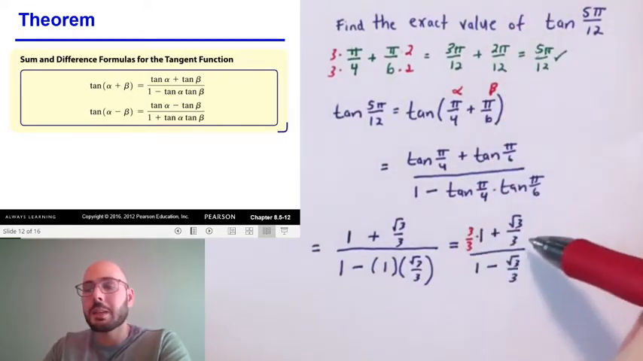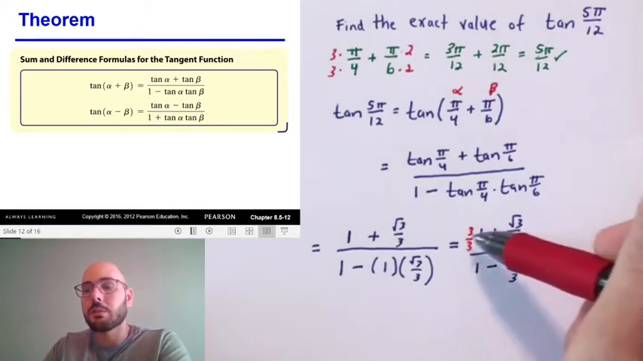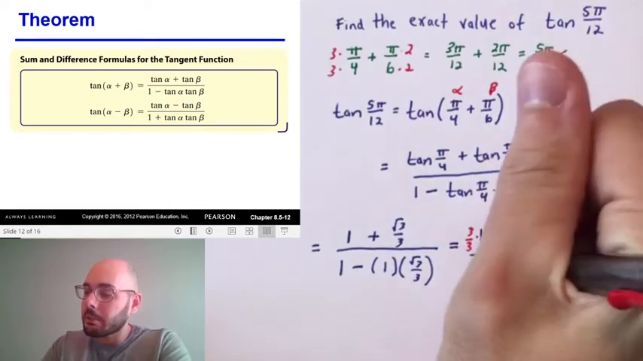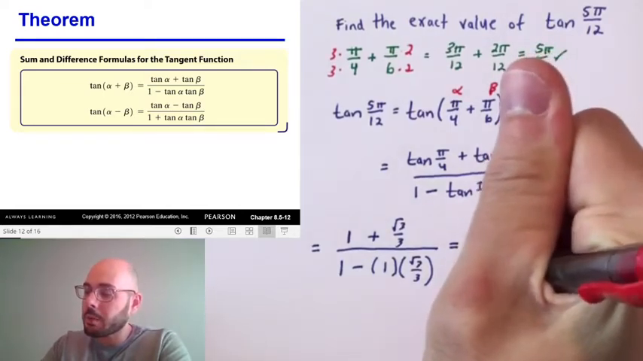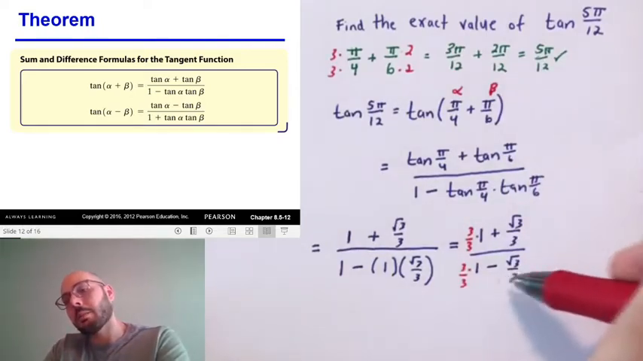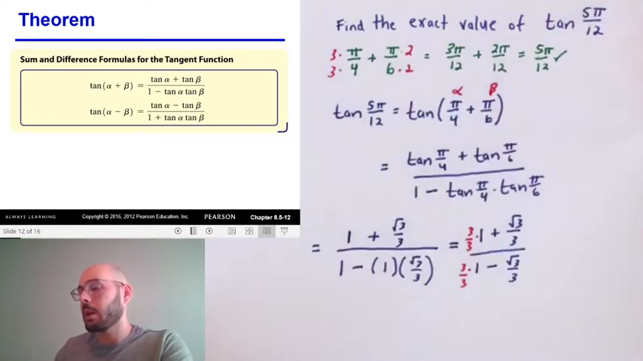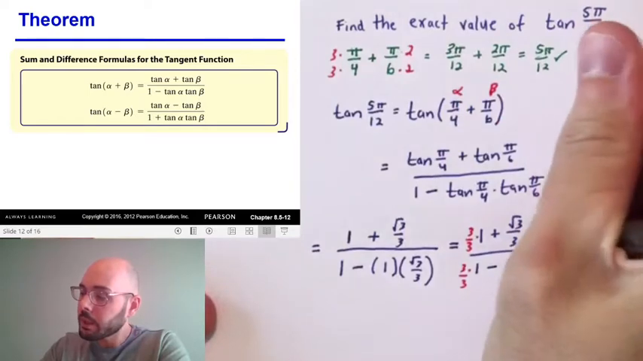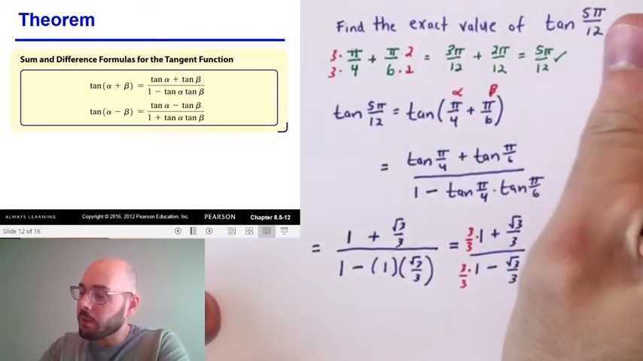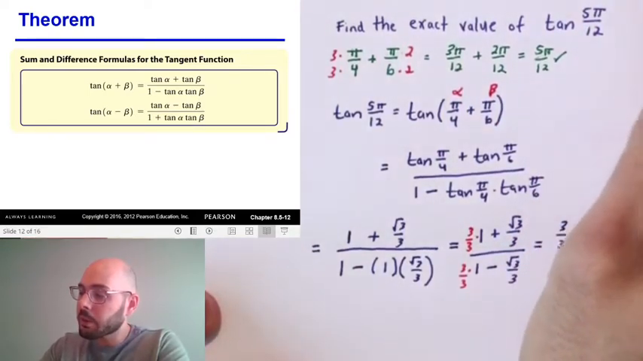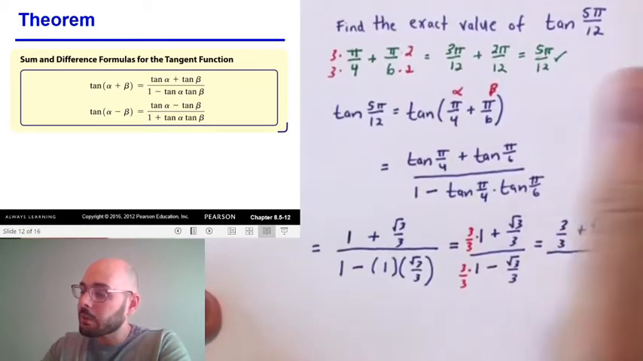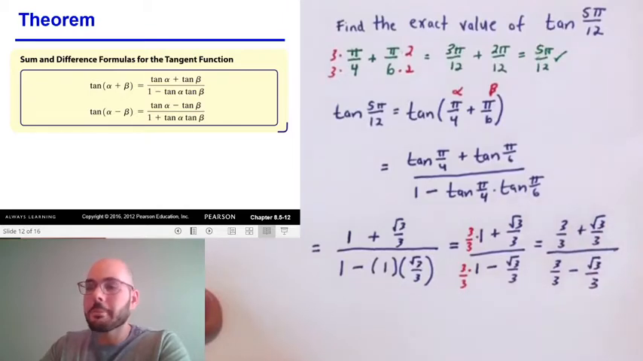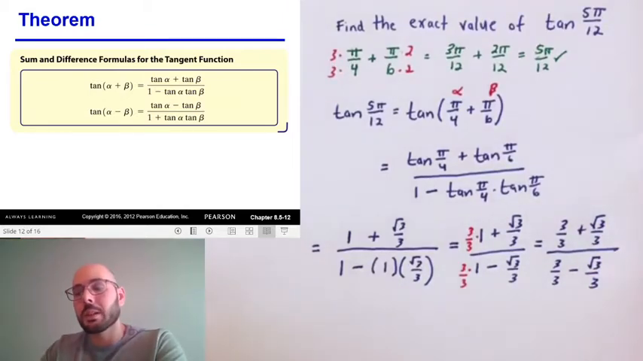So I'm going to, at the same time, just multiply the 1 on the top by a 3 over 3 because I want it to have a common denominator with the fraction that's on the top. Same thing on the bottom. I'm going to multiply this 1 by a 3 over 3, so it has a common denominator of 3 with the fraction on the bottom. So this will become a 3 over 3 plus square root 3 over 3 all over 3 over 3 minus square root 3 over 3. So that's what we have.